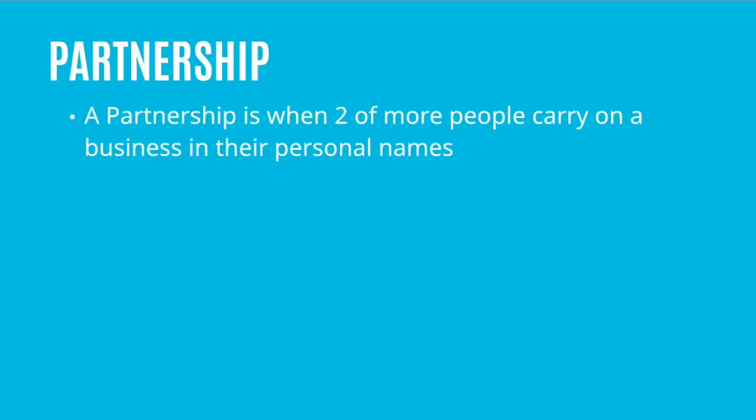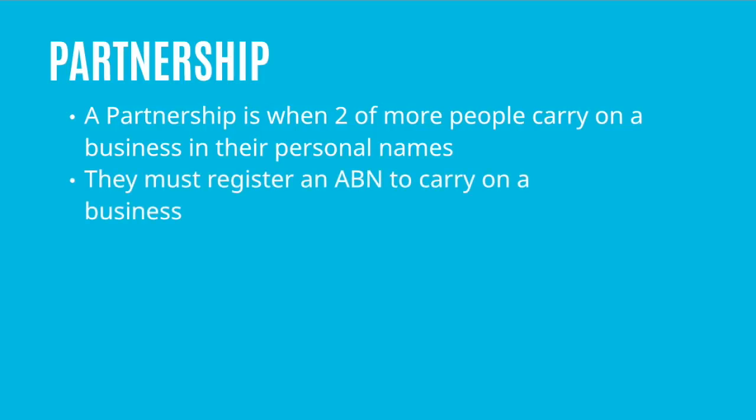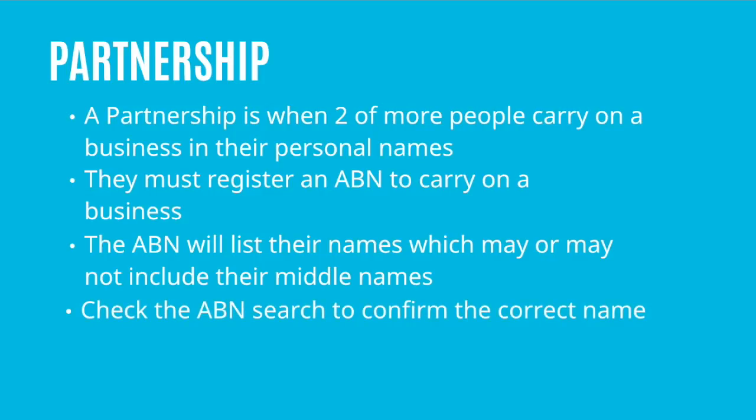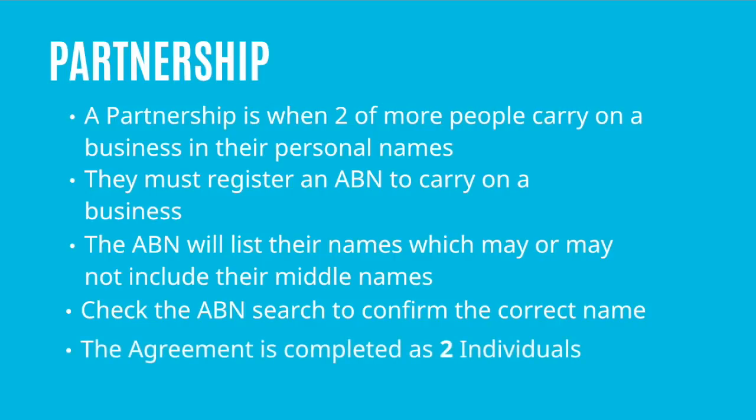A partnership is when two or more individuals carry on a business in their personal names. A partnership must register an ABN to carry on a business. The ABN will list the correct names included on the ABN and can be searched via an ABN search. Very similar to a sole trader, except that there are two individuals instead of one.